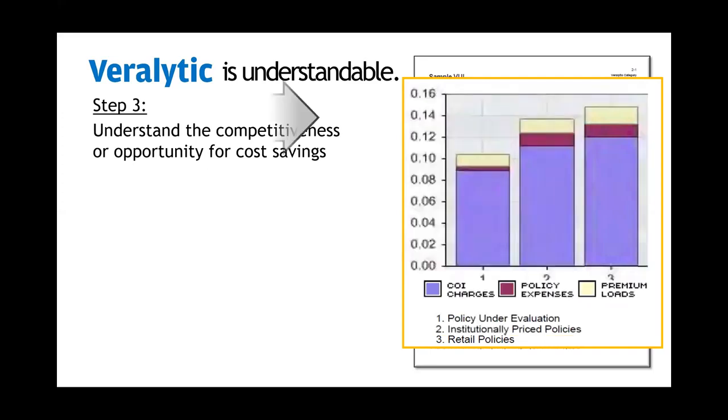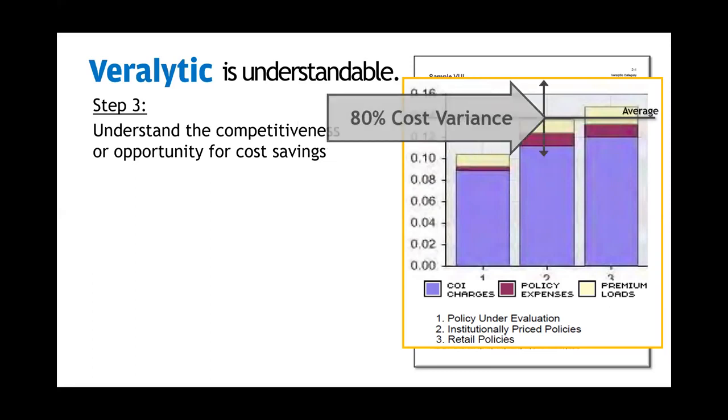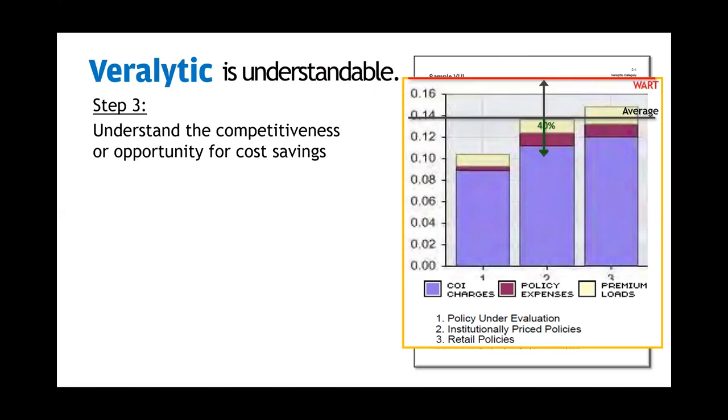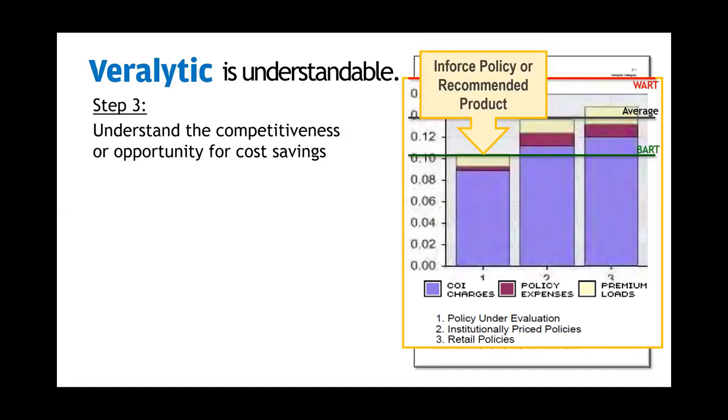The advantage of benchmarking versus just comparing quotes is that benchmarking reveals just how competitive or excessive costs actually are relative to the universe of peer group alternatives, where costs vary by as much as 80% at most ages, which means the worst rates and terms in the marketplace can be 40% greater than benchmark average costs, and the best rates and terms in the marketplace are as much as 40% less than benchmarks. So for instance, in just a glance, it's easy to see that the costs in this policy here are among the best available rates and terms in the entire market.